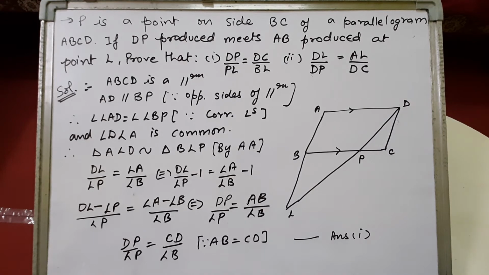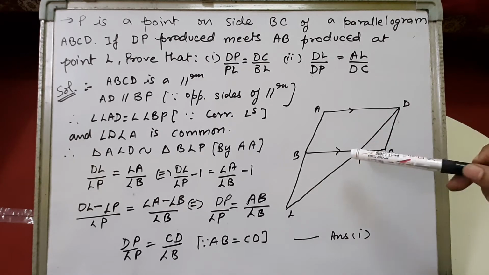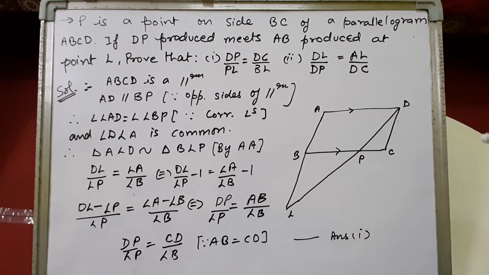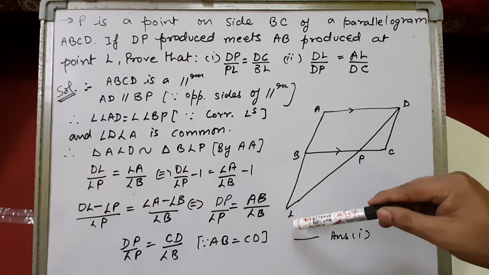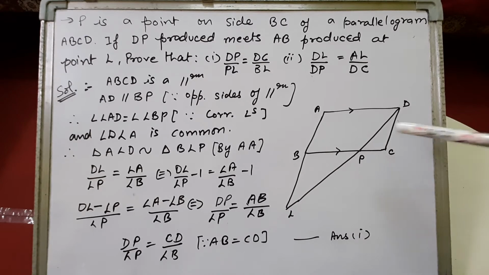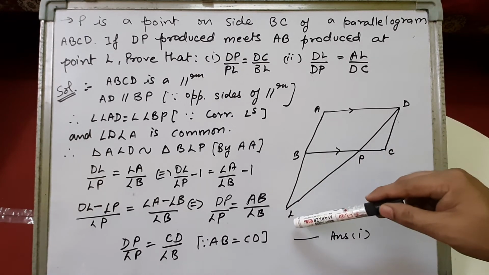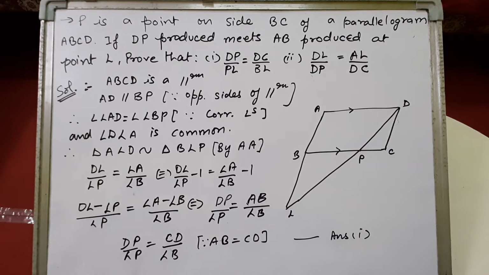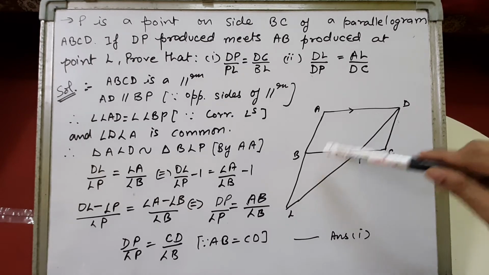Right. Let's see this diagram. The question says that ABCD is a parallelogram. We know that opposite sides of a parallelogram are parallel to each other. The point P lies on the side BC. They are saying that if we join DP and produce it, and produce AB, they meet at L. Now we can see that two triangles are formed, ALD and LBP. First we are going to prove that these two triangles are similar.